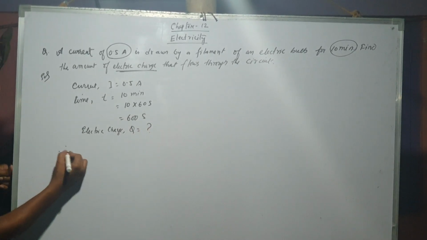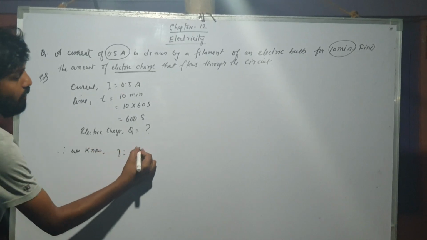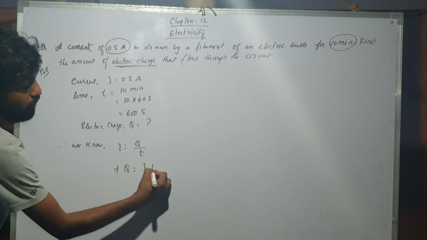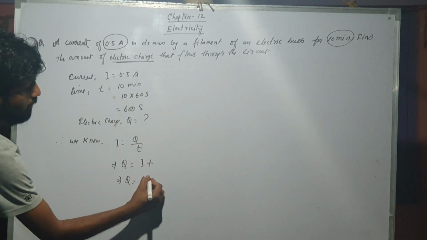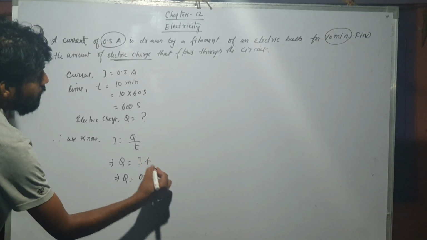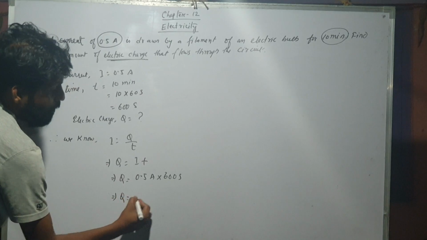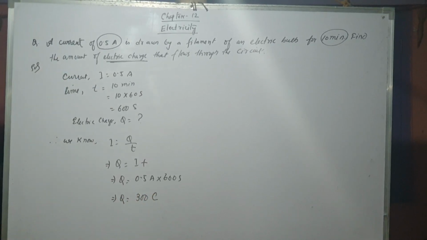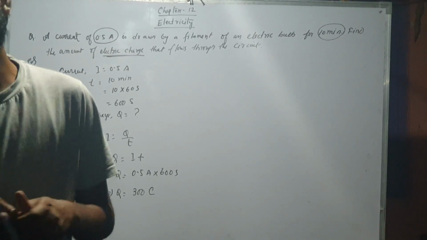So what is our formula for current? We know I is equal to Q by t here. So what does it mean? Q is equal to I into t. That is, I value is how much here? 0.5 ampere. Time is your 600 seconds. If you multiply, you are going to get 300. And since the SI unit of charge is coulomb, you have to write 300 C. That is 300 coulomb here.